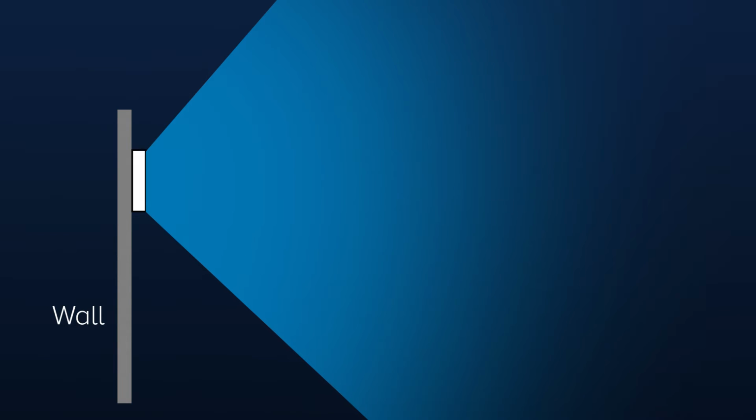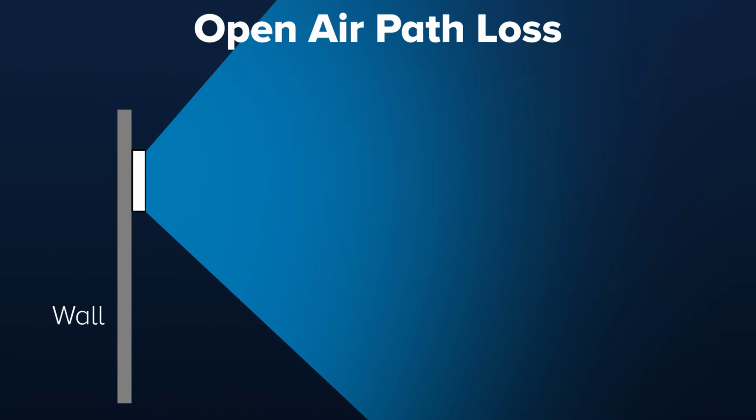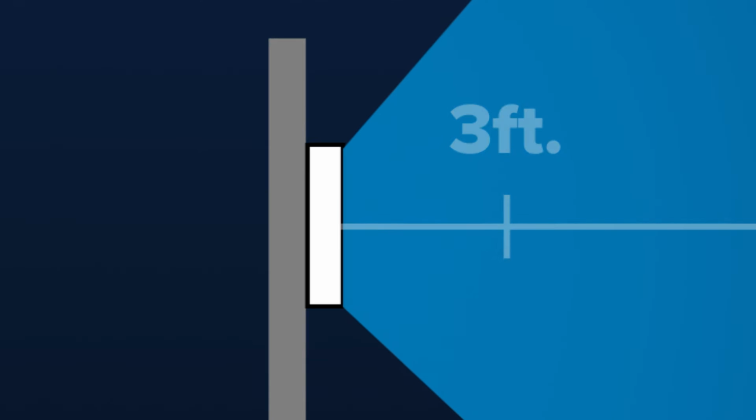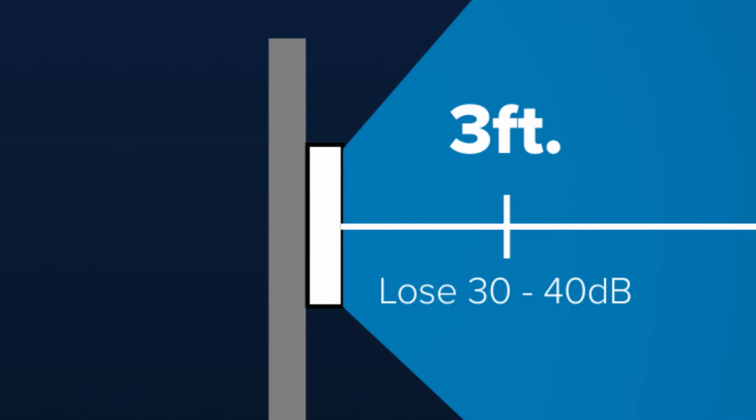From here, you'll also need to factor in open air path loss and material absorption. The further signal gets away from the antenna, the weaker it will be. This is called open air path loss. As soon as the signal radiates out of the antenna, 30 to 40 dB of signal is lost, and it continues to get weaker the further it gets away.